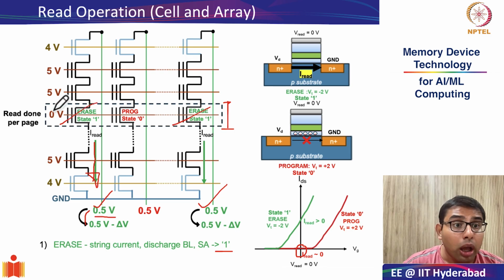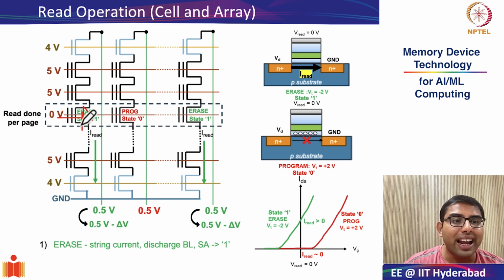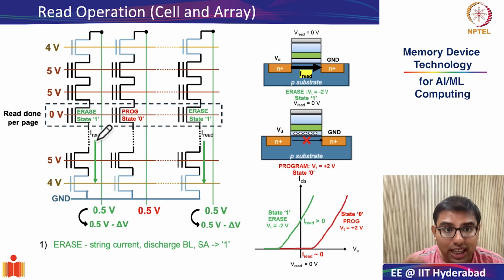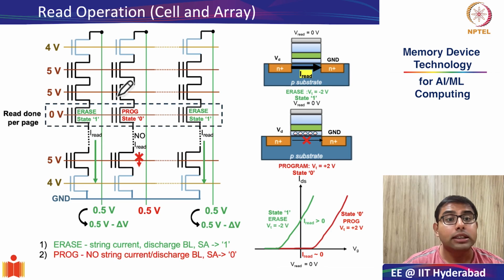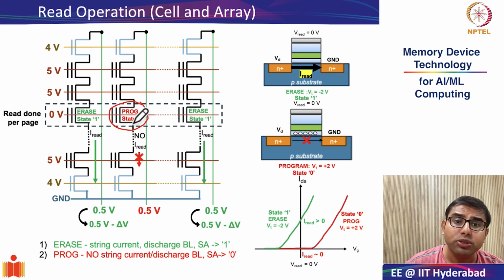Please try to recall, because there will be no flow of electrons from the control gate to the channel during read operation. That is how you have designed the read operation. This will be essentially a non-destructive read, or a non-disturb read. Second, since the cell in string 2 is in program state, the respective cell will be in off condition.